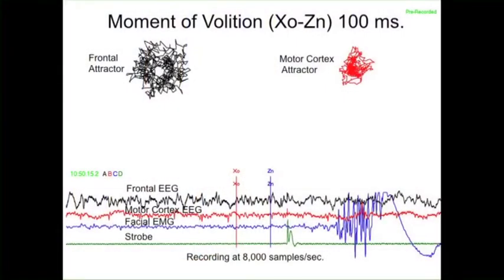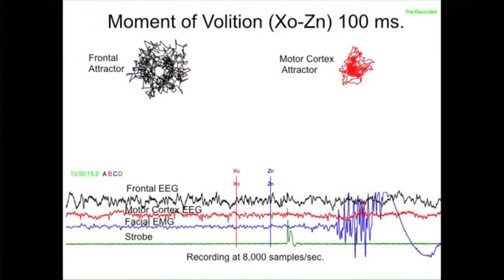Now, we were interested in what was going to happen instead in a human that was multitasking. What about a human that is monotasking? This is a screenshot of a pilot study that I did. We have the frontal EEG, the motor cortex EEG, the facial EMG, and the strobe light. The attractor, by the way, is between the red line and the blue line. I hope you can see that.